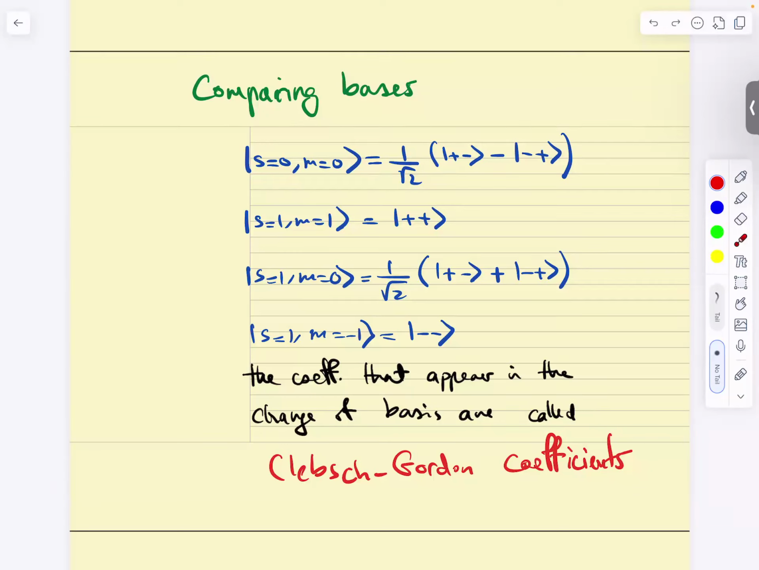We found that S0, M0 is this vector. S1, M1 is this vector. S1, M0 is this vector, and S1, M minus 1 is this one. This is a unitary rotation of the four-dimensional Hilbert space. Can you guess what it looks like, that unitary?